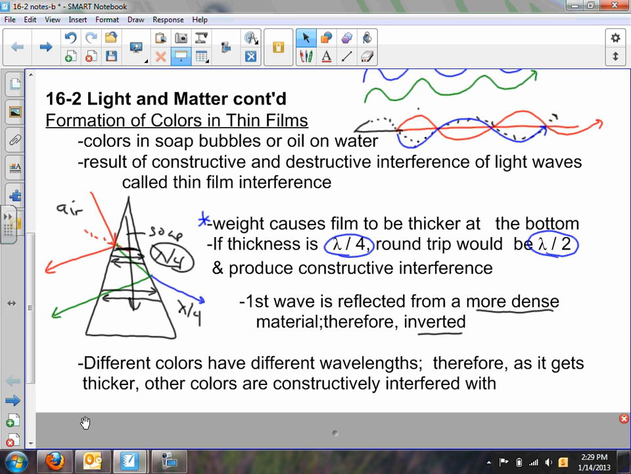That's what this thing says. Different colors have different wavelengths. Therefore, as it gets thicker, other colors are constructively interfered with.